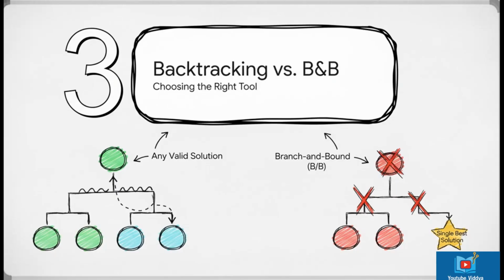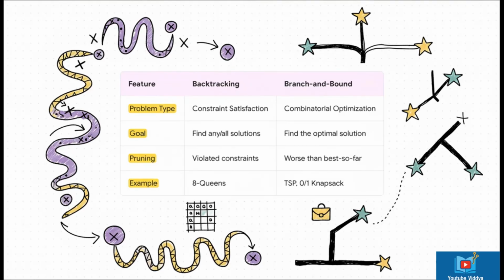Okay, so now we've got our two heavy hitters. Let's put them in the ring for a little showdown, just to make it super clear which tool you should grab for which job. So let's break this down. First up, problem type. Backtracking is your go-to for constraint satisfaction problems. Can I find a solution that follows the rules? Branch and bound is for optimization. What's the best possible solution?